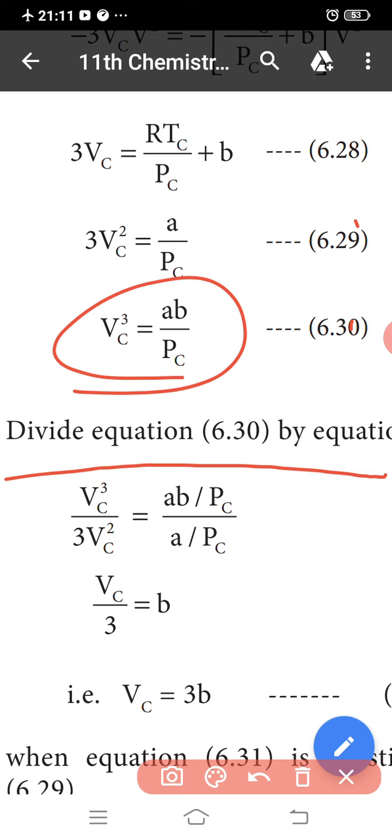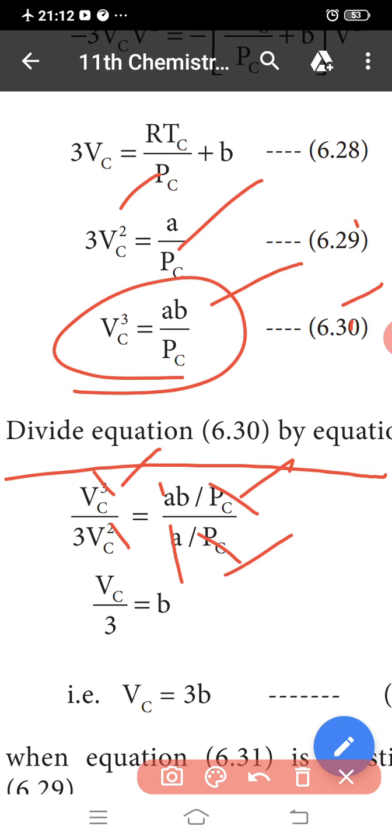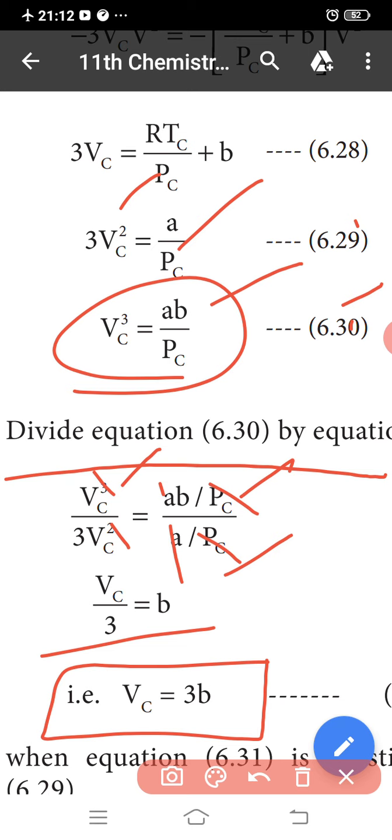So the first one, Vc cube divided by Vc squared, 3Vc squared is equal to this one, the 6.30 value, ab by Pc. The next one, 6.29 values, a by Pc applied. So they cancel, the Vc cube, V squared cancel. Okay, the next one, a cancels and Pc cancels. So the balance is Vc by 3 is equal to b. So that is the Vc value, Vc is equal to 3b. So the Vc value is calculated, Vc is equal to 3b.